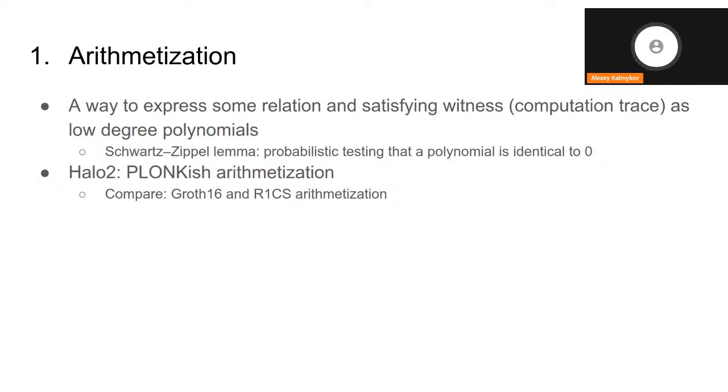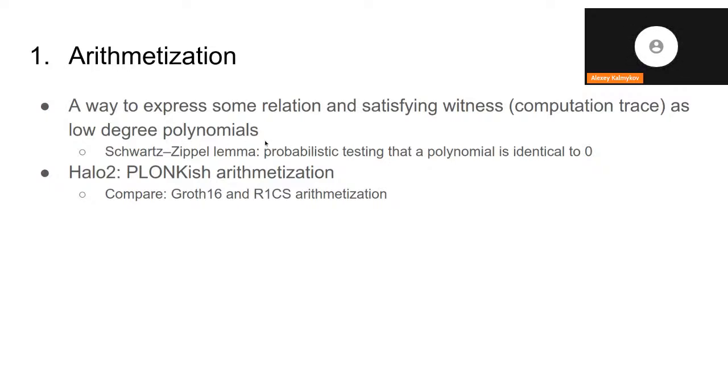This idea underlies most of the ZK SNARKs in existence today. So we convert computation into a certain form that efficiently encodes computation. And usually this is either polynomials or matrices and vectors.